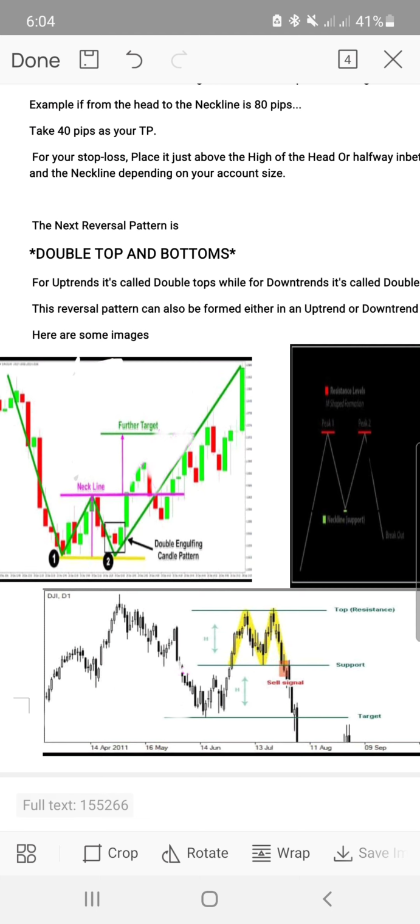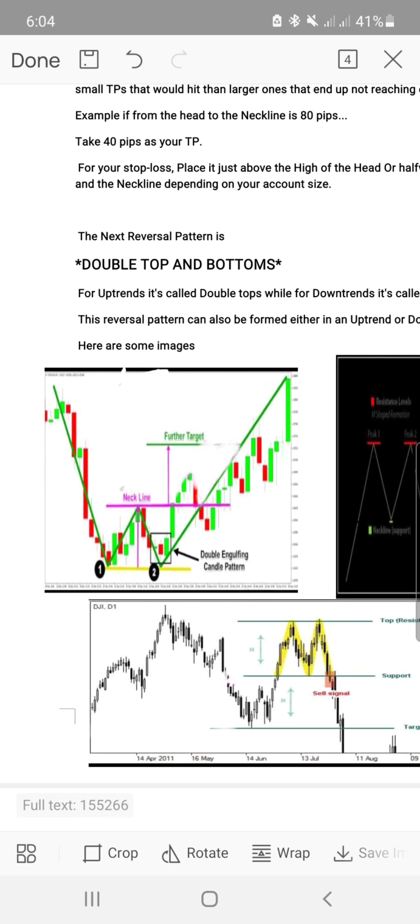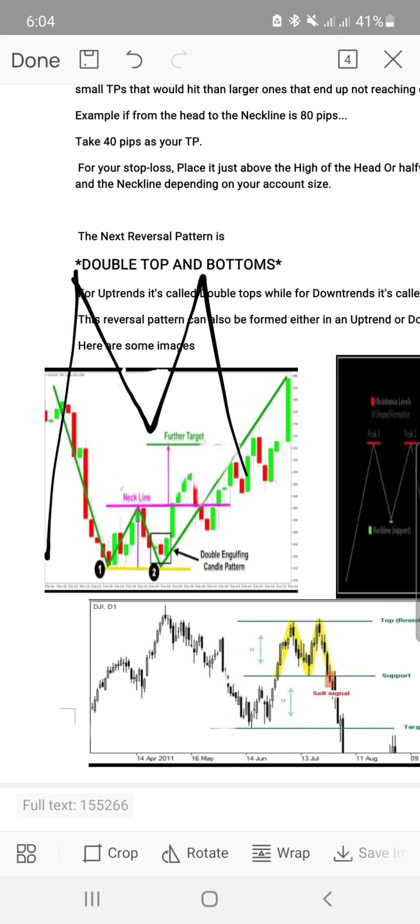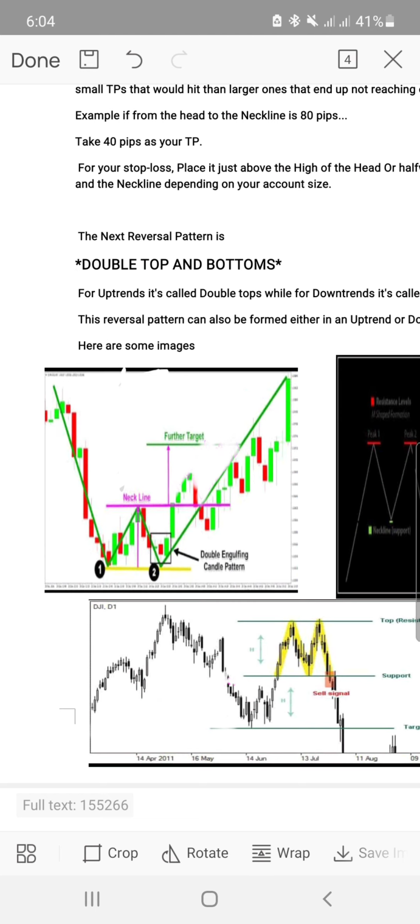Now some of us that trade, we usually used to call double top and double bottom the M pattern and W pattern. If you look at double top, it's like this, something like this. It looks exactly like an M. This point here is the neckline, right? Then I call it M pattern or W pattern.